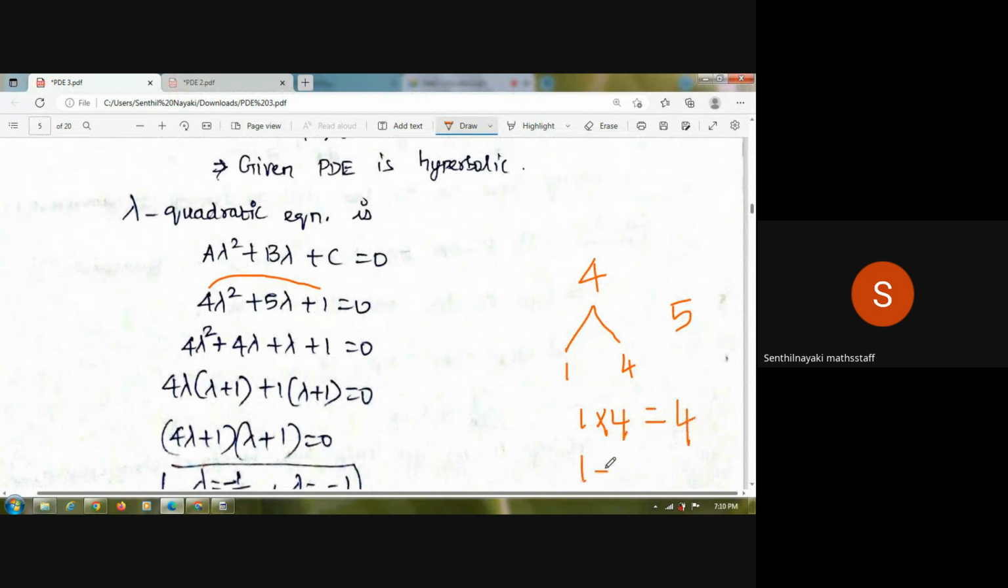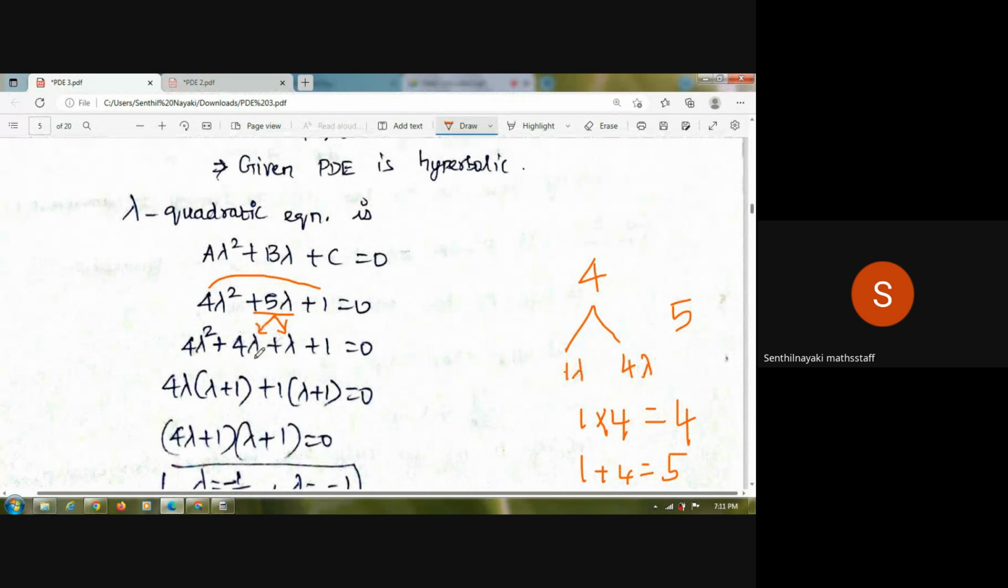1 plus 4 is 5. So the roots, sorry, not the roots, the product is 1 into 4, sorry, 1 and 4. So we can split this 5 lambda as 4 lambda plus 1 lambda with the help of this thing. So 4 lambda plus 1 into lambda. So we can split this 5 lambda like this.